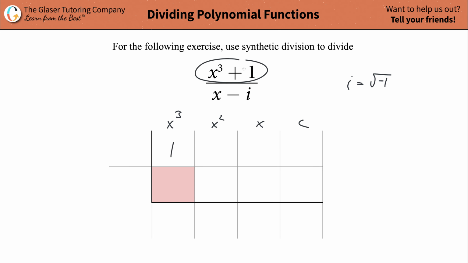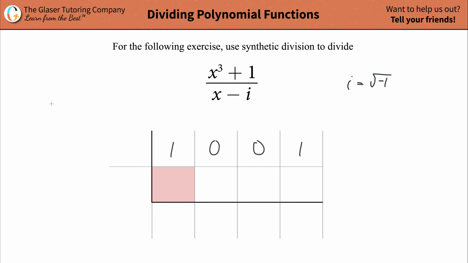Now if you don't see x squared, guess what the coefficient is going to be? It's going to be a 0. If you don't see an x term, guess what the coefficient is going to be? Another 0. And here's our constant, +1, so write that down. Now, after we have this fully filled out inside the table, you're done with your dividend.